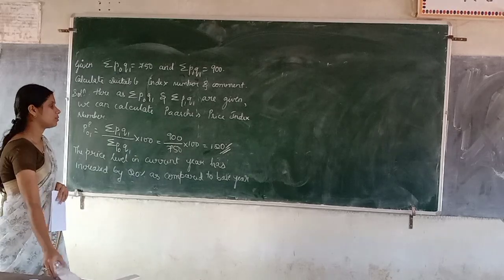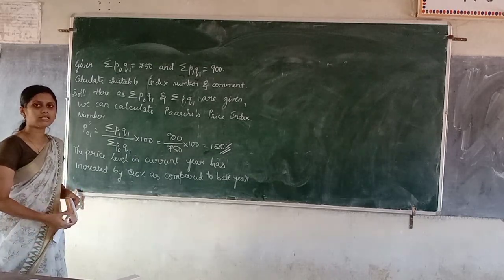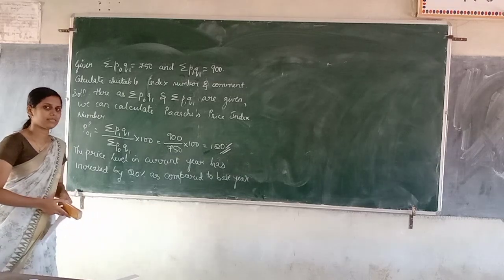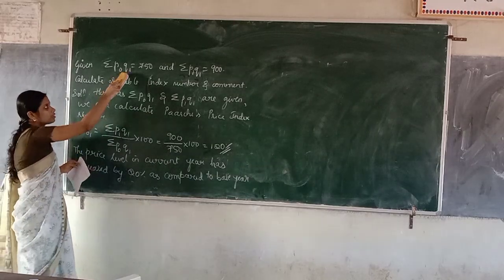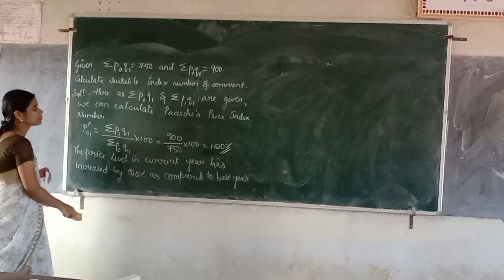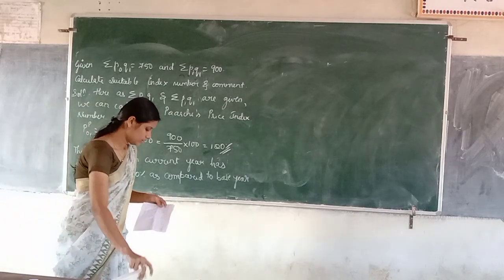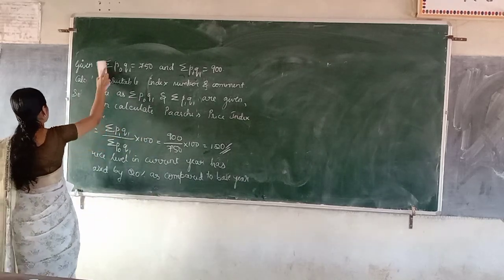In the previous problem, base year quantities were given, so we calculated last year's price index number. But here, as current year quantities are given as weights, they have calculated past year's price index number. Now we will solve the next problem.